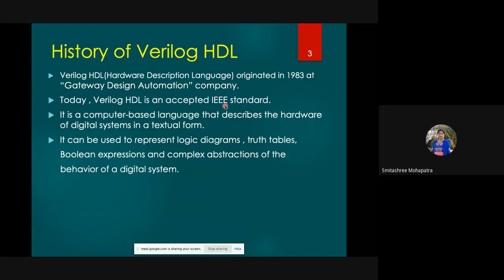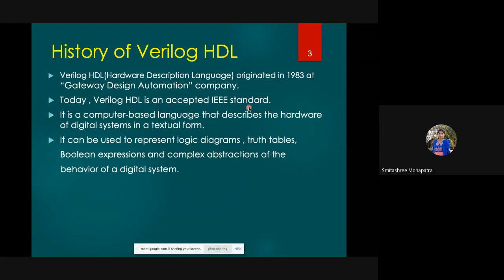IEEE is the Institute of Electrical and Electronics Engineers, right? And the standard means that worldwide, people will use the same language. The code you are writing, you are studying this Verilog now, and even in other countries people will study the same language, with the same syntax and everything. That is called the IEEE standard.